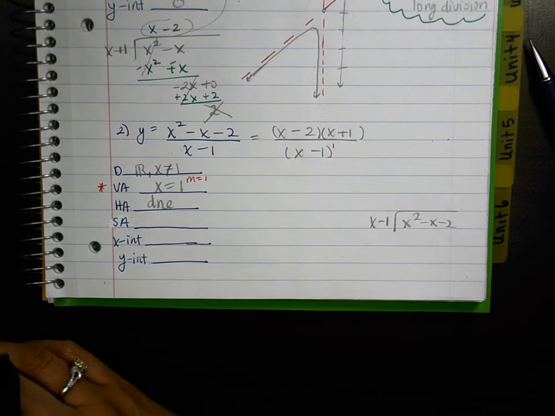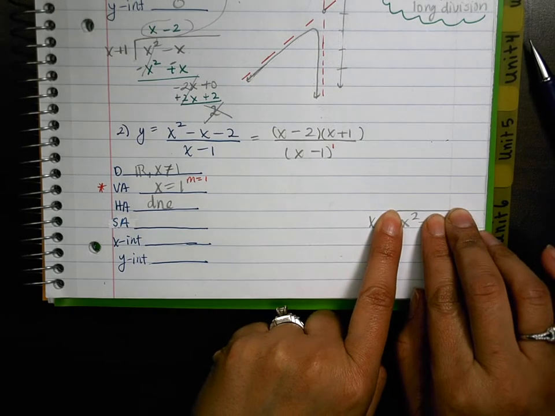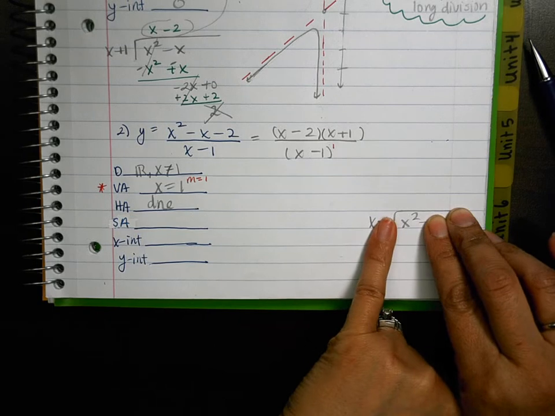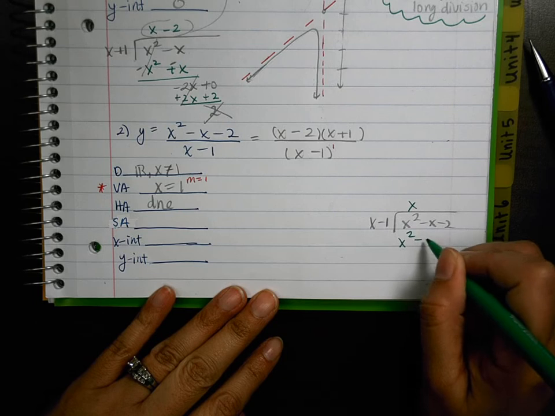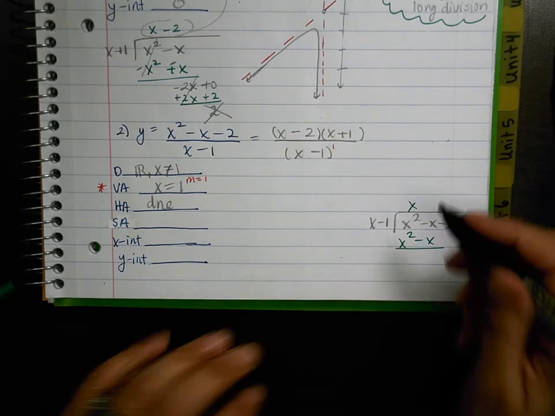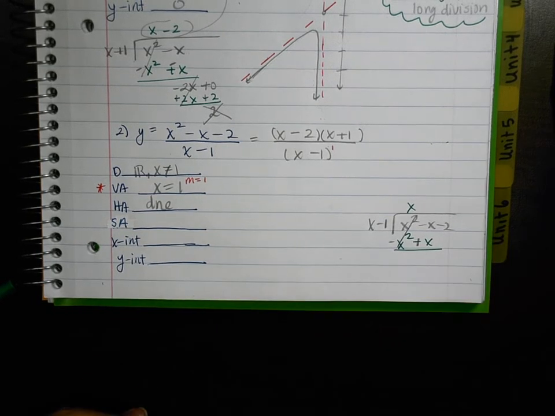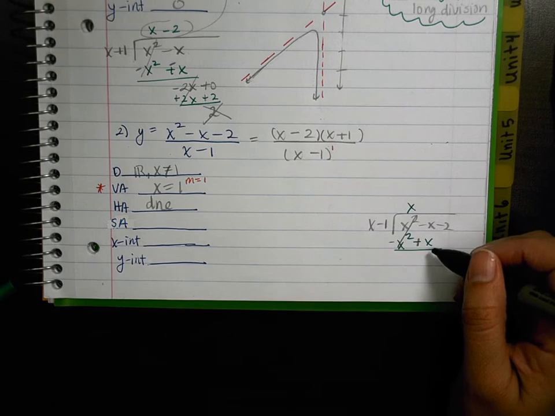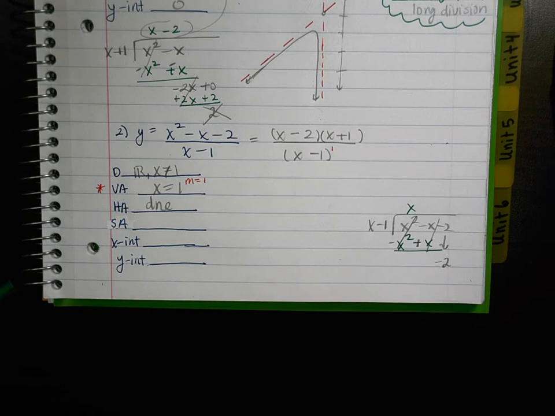X goes into x squared how many times? Or x times what is x squared? X. Distribute: x squared minus x. Subtract going down, this becomes minus, minus a negative becomes plus. First set crosses out, anything else is just bonus. Does anything else cross out? Negative x plus x, does that cross out as well? So I'm left with minus 2. Can I go any further, or is that my remainder?